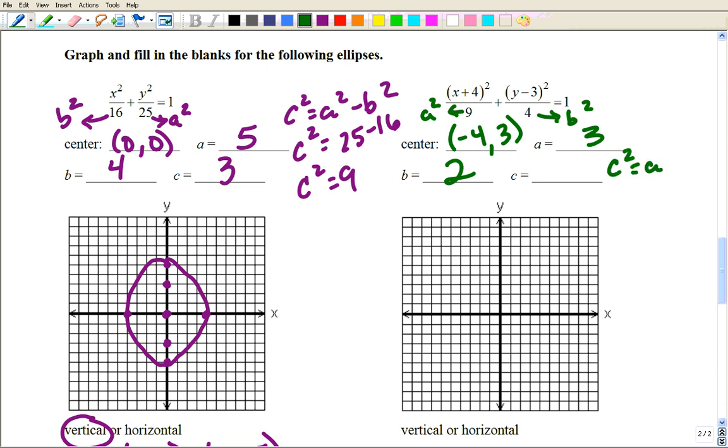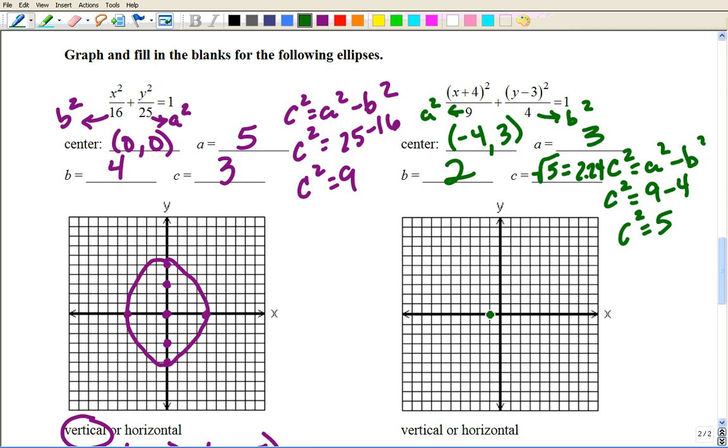c squared is a squared minus b squared. So c squared here is 9 minus 4, so c squared equals 5. So c is the square root of 5, and you can leave it like that. However, it's more helpful whenever you're graphing it if you know what the decimal form is. And that's about 2.24. And that's easier to count to get to the foci to me than it is the square root of 5. So let's start graphing this.